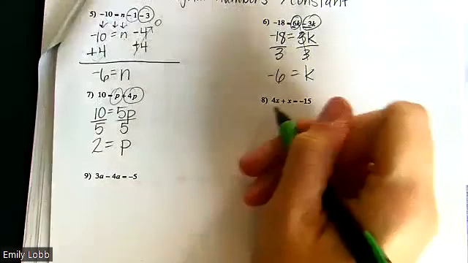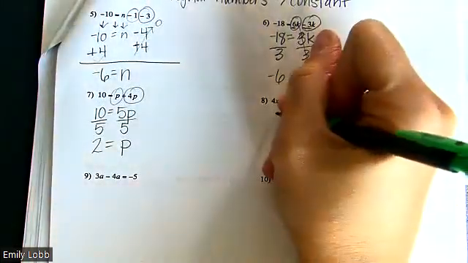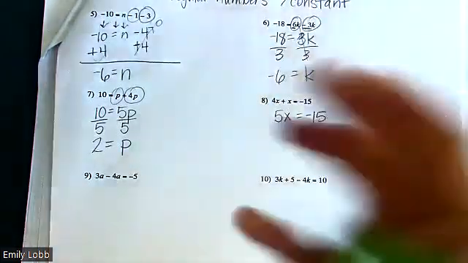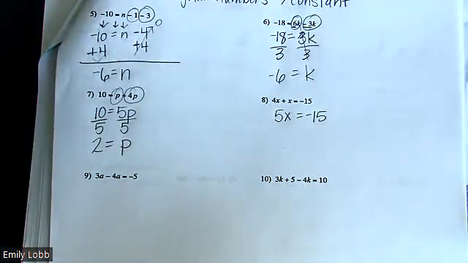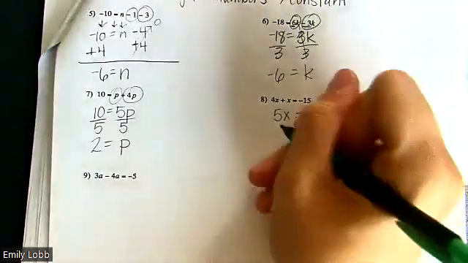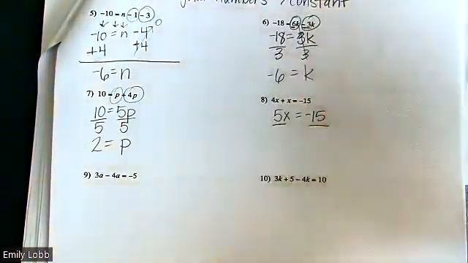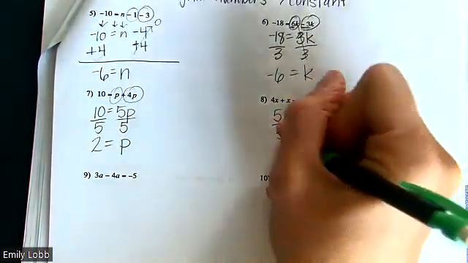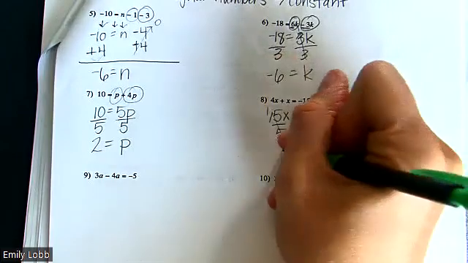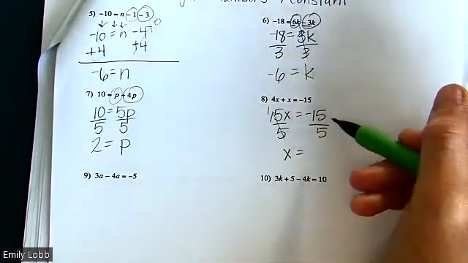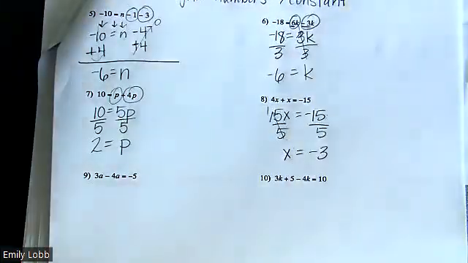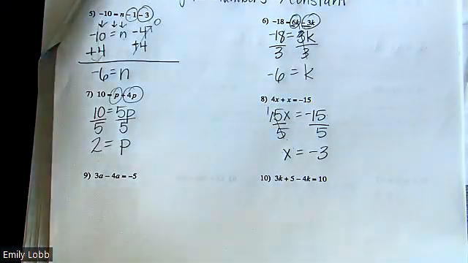All right, 4x and another x makes a total of 5x equals -15. I feel like they made these easier towards the end. What do I know? Divide both sides by 5. This makes 1, so 1x equals -3. Very good. -15 divided by 5 is -3.